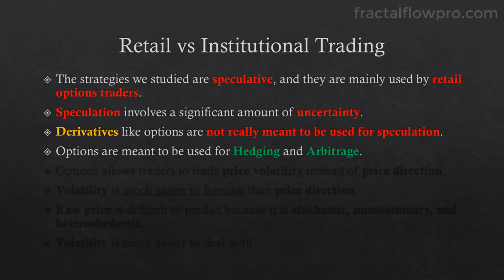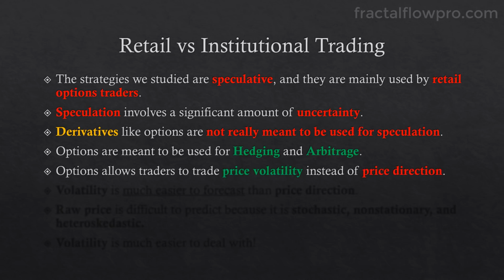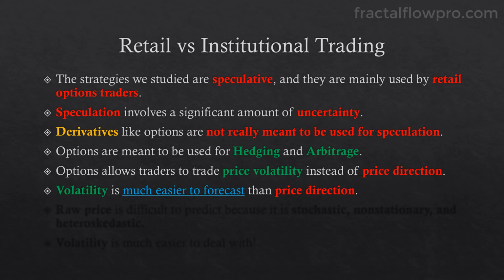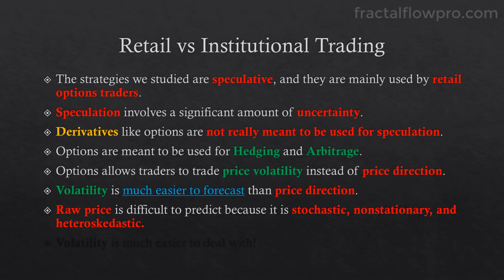This leads us to the second reason institutional traders don't use options for speculation. The derivatives market, more specifically the options market, allows institutional players to trade price volatility instead of trading price direction, and that has tremendous consequences. The reason why they do that is that price volatility is much easier to predict than price direction. Without getting too much into the specifics, the price of a financial asset is known to be the most difficult type of financial time series to predict because it has very complicated properties.